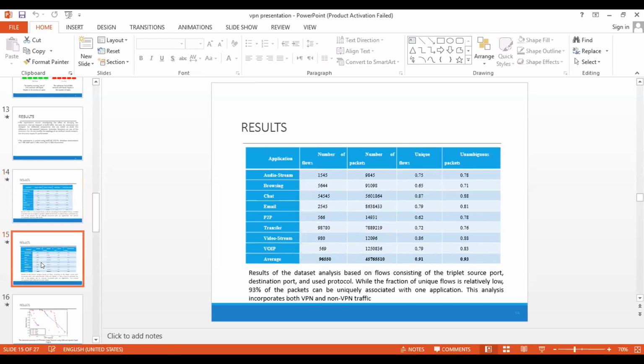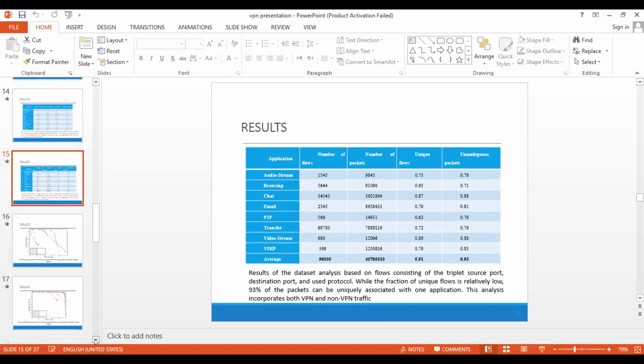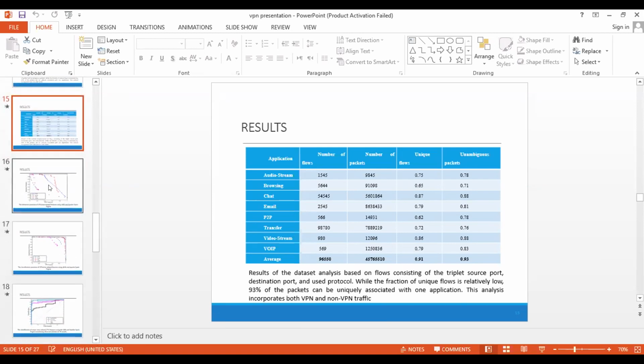This table analyzes both VPN and non-VPN traffic results. Result of the dataset analyzed based on flow consisting of the triple source port, destination port, and used protocol, while the fraction of unique flow is relatively low. 93% of the packets can be uniquely associated with one application. This analysis incorporated both VPN and non-VPN traffic.